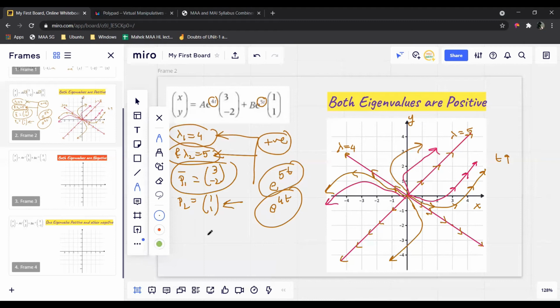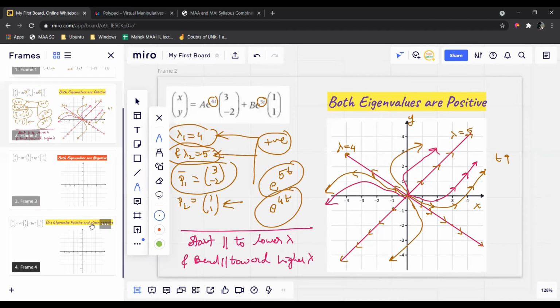These things will get more clear. You should remember one thing: to start parallel to the lower lambda and bend parallel towards the higher lambda. Okay, this is what we're going to follow. Let's go to the next thing and we'll see what happens over there.